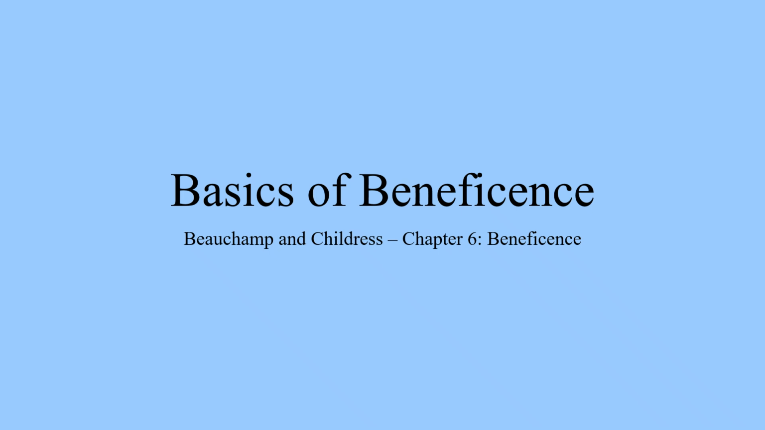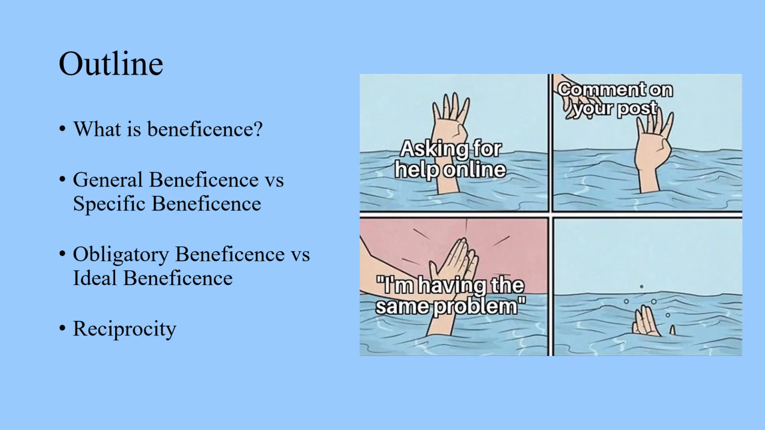This week we will look at Beauchamp and Childress's third principle, the principle of beneficence. Similar to previous weeks, we will start by defining what beneficence is, and then we will look at a couple of distinctions: general beneficence versus specific beneficence, and obligatory beneficence versus ideal beneficence, and then finish with a conversation about reciprocity.